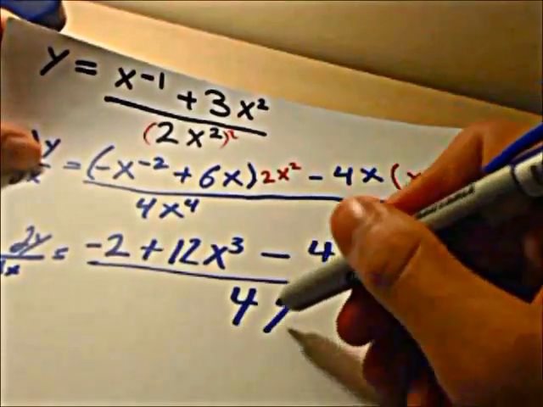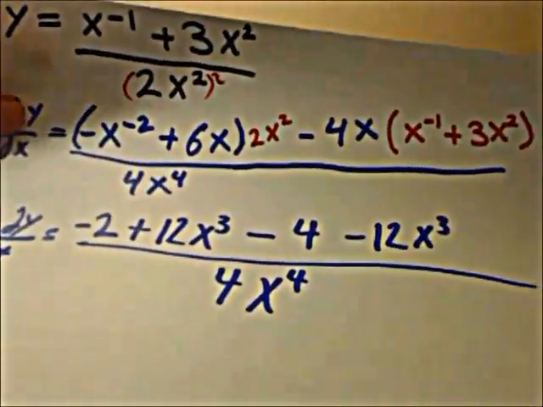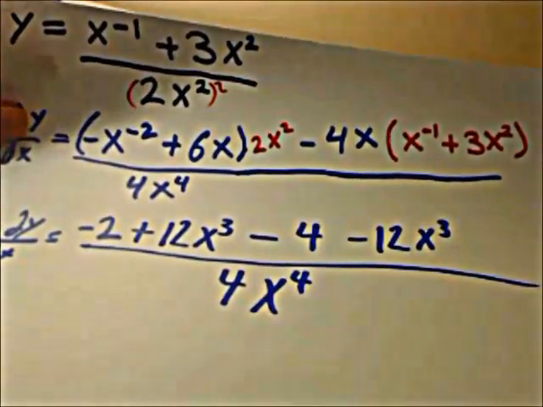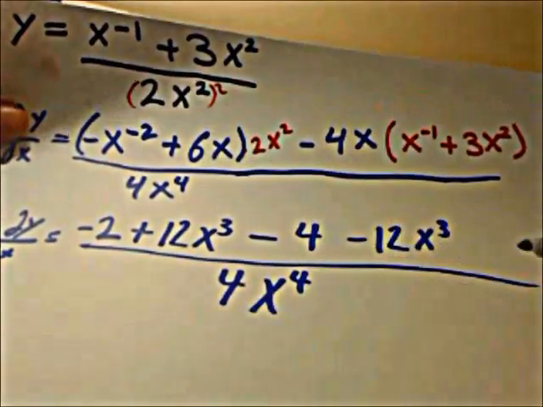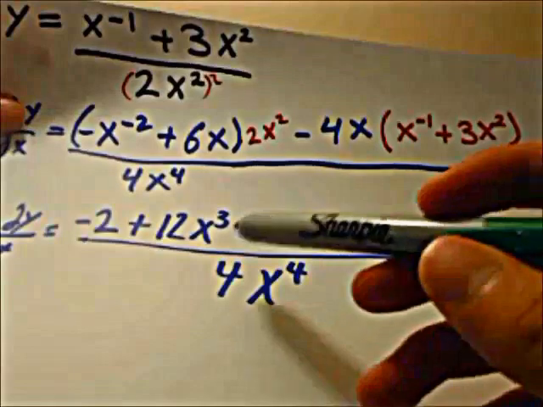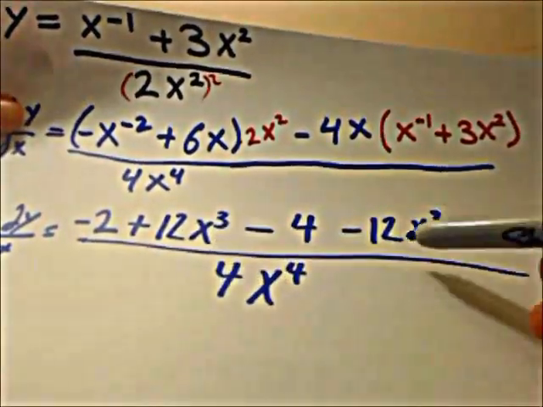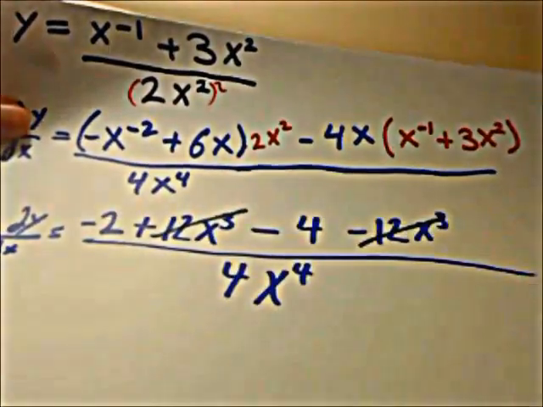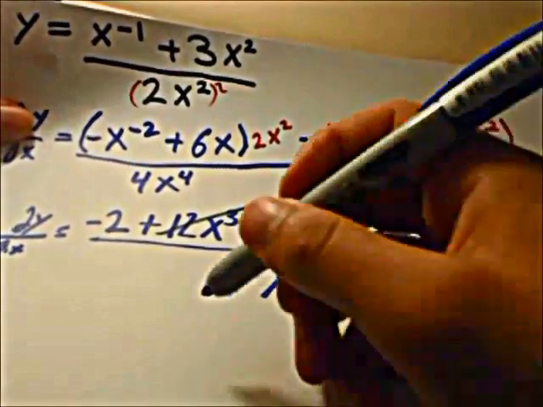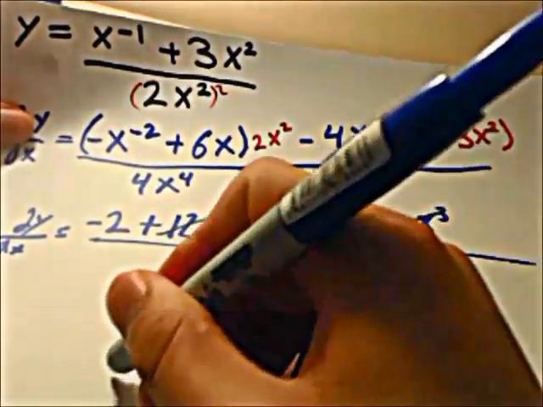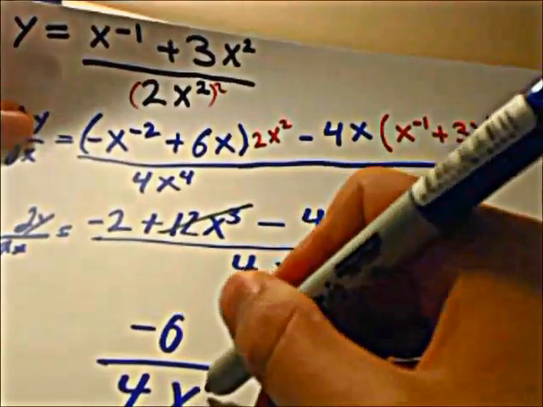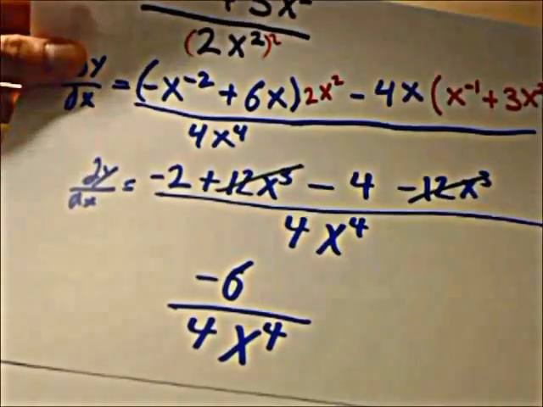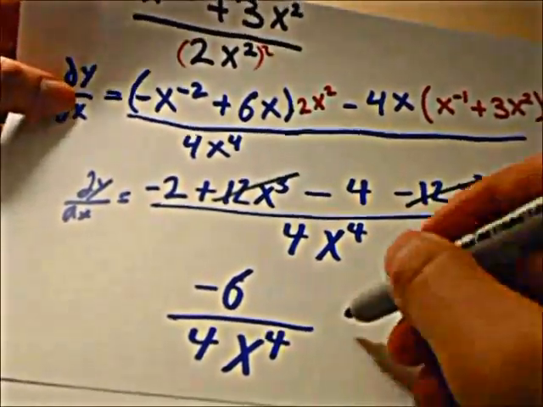don't forget about the denominator itself. Now what we do is just add up the like terms. So the like terms here are the constants and the variables to the power 3. Notice here that we got positive 12x cubed and negative 12x cubed. Well, they would cancel each other out, so we're left with minus 2 minus 4. So minus 2 minus 4 is minus 6 over the denominator by itself, so we're left with minus 6 over 4x to the power 4.